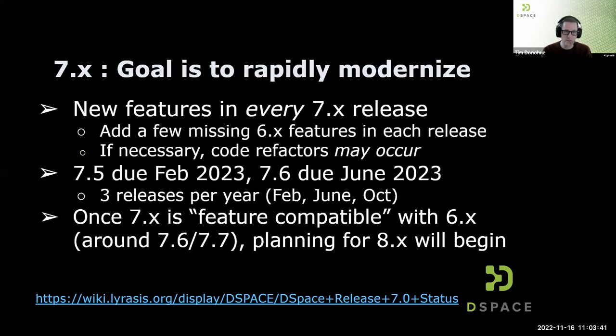As soon as 7.x is feature compatible with 6.x, that is when we're going to start talking about what comes next in DSpace 8. At this point in time, and this is the latest and greatest news, it does look like we are getting close to feature compatibility, and it may occur either after 7.6 or 7.7. So by mid next year, expect to have some sort of general announcement about what's going on with 8, even if it's just that we're starting the planning for 8 and what's coming next. So DSpace 7 is getting close to having all the features of 6. Again, all the information is in the link at the bottom in terms of the goals for 7 and our timelines.